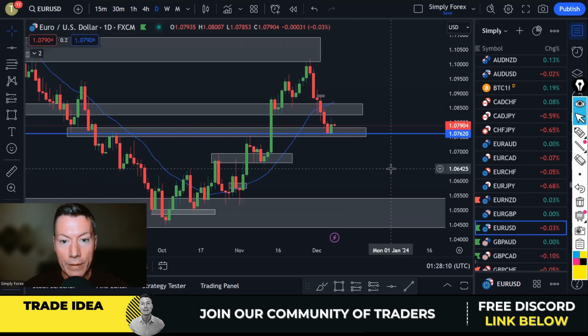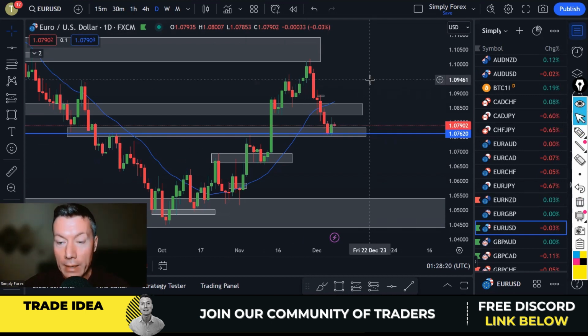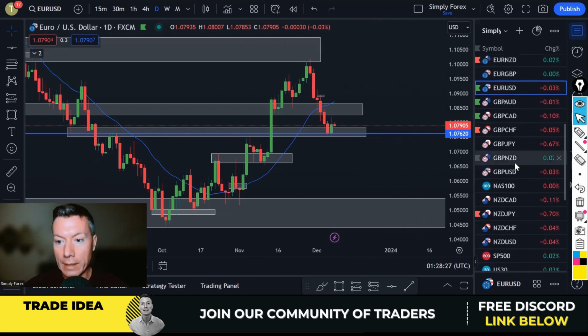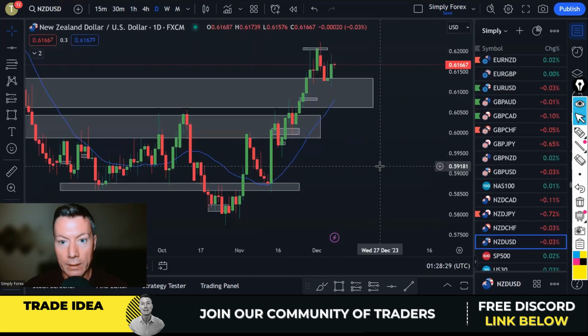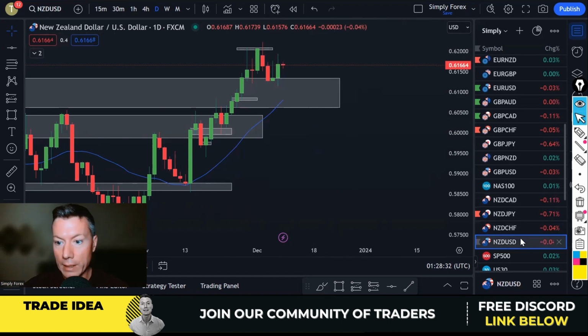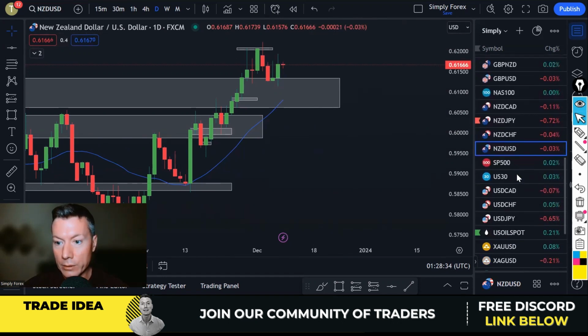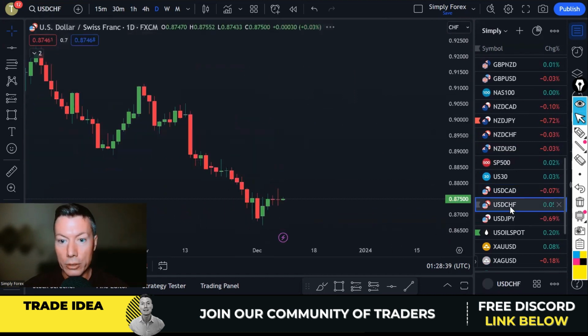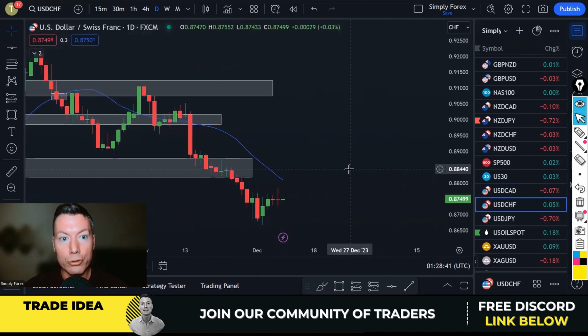But again, we find ourselves at an interesting level here. We're at a support level. So bearing that in mind, guys, there are a couple of US dollar pairs that have broken down in structure, but the majority haven't. If we look at any of the others, New Zealand US dollar, still firmly in an uptrend. US dollar Canadian dollar, still firmly in a downtrend. US dollar Swiss franc, still firmly in a downtrend. You get the gist?